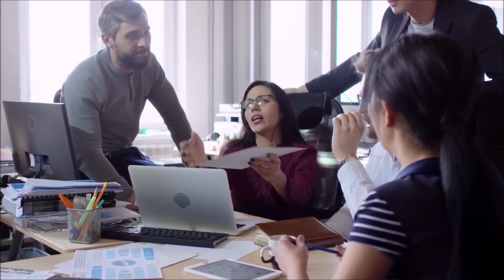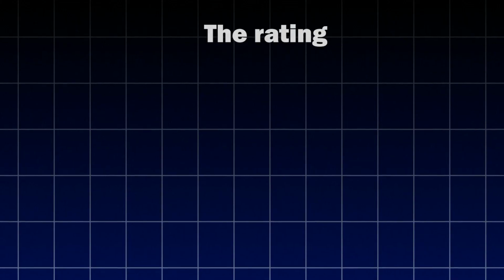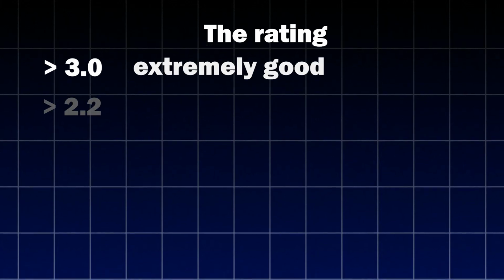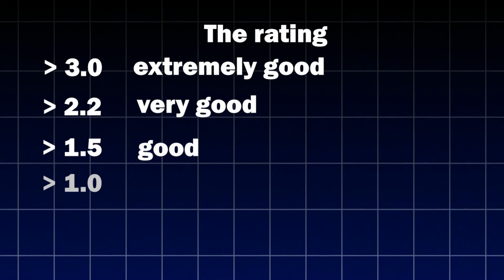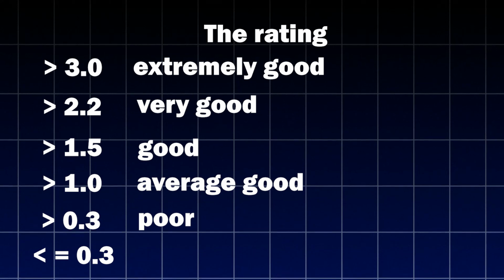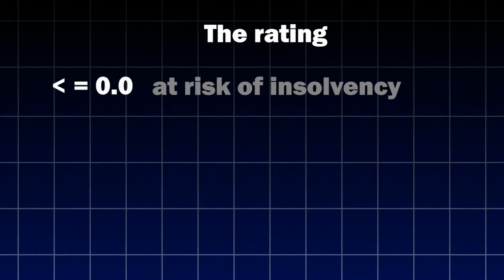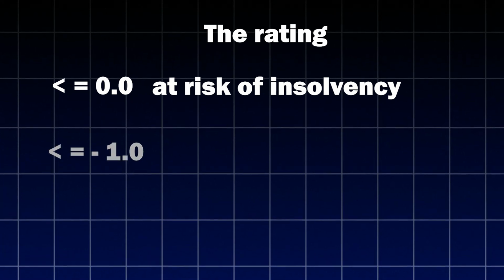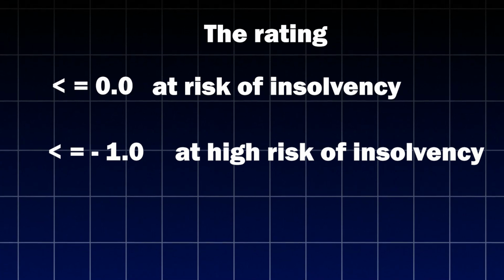Whether the company can be classified as good, medium, poor, or at risk of insolvency depends on the level of the discriminant function, i.e., the sum of the key figures. The rating: greater than 3.0, extremely good; greater than 2.2, very good; greater than 1.5, good; greater than 1.0, average good; greater than 0.3, poor; less than or equal to 0.3, slightly at risk of insolvency; less than or equal to 0.0, at risk of insolvency; less than or equal to -1.0, at high risk of insolvency. The higher the value, the better.